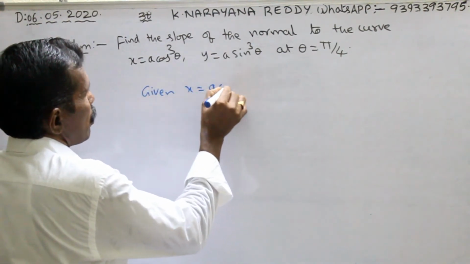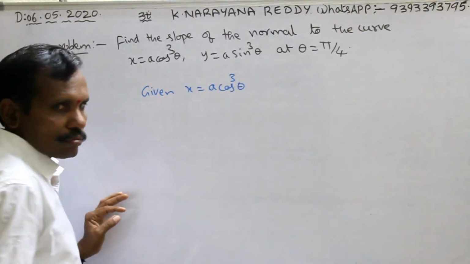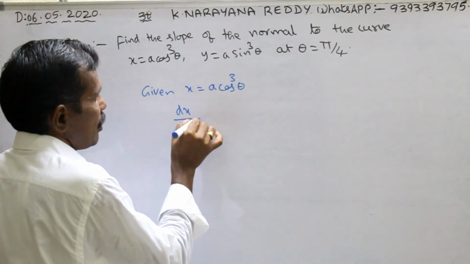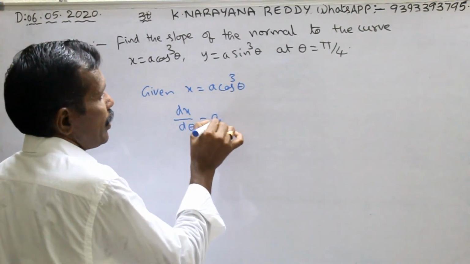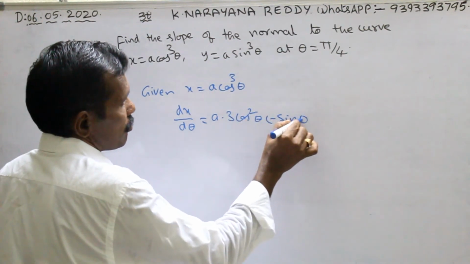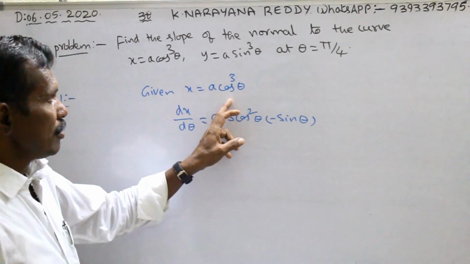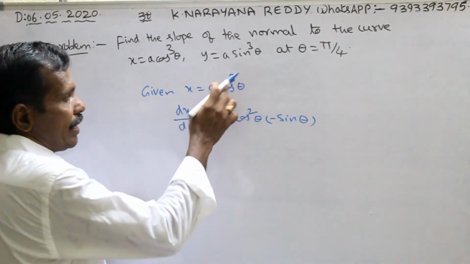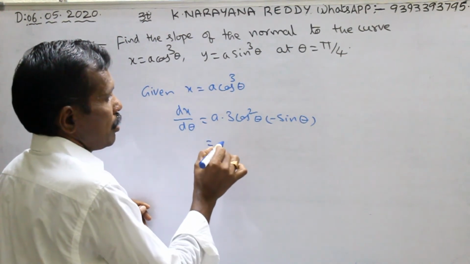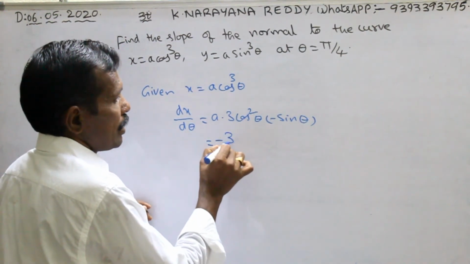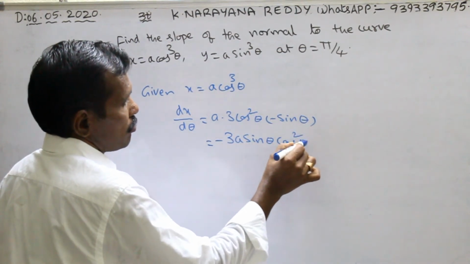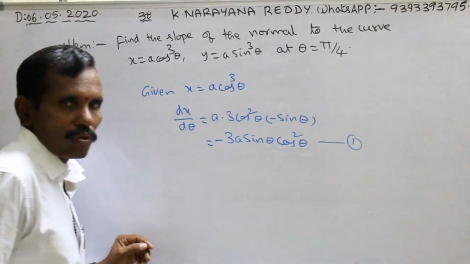given x equal to a cos cube theta, that means dx by d theta equals a into 3 cos square theta into minus sin theta, yes, using the formula n x to the power of n minus 1, and again the derivative of cos theta is minus sin theta, so minus 3a sin theta cos square theta, that is number 1, okay.